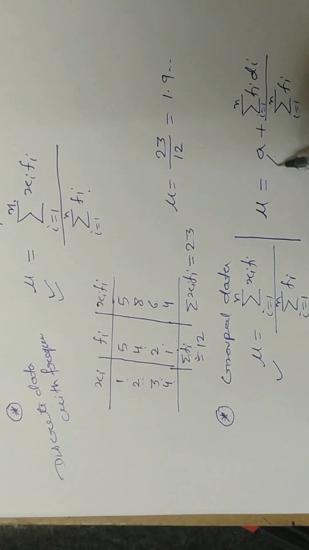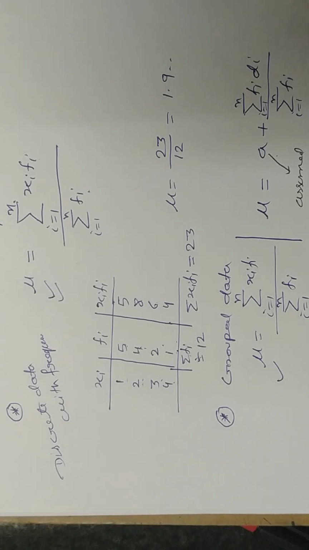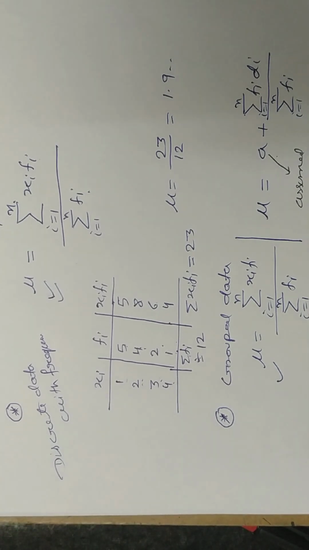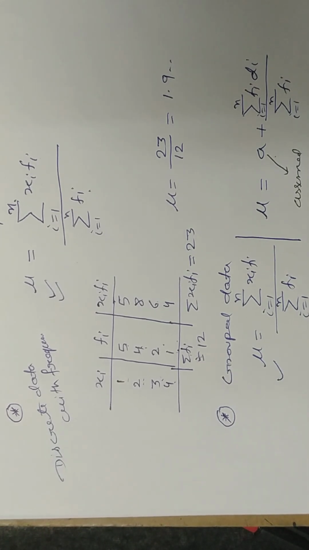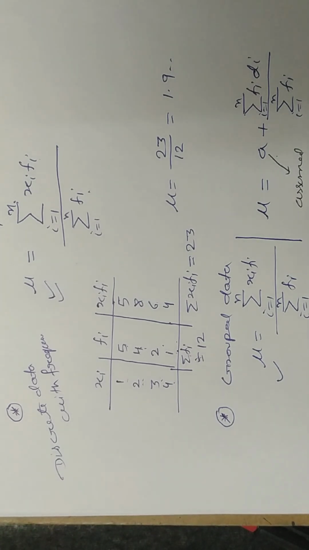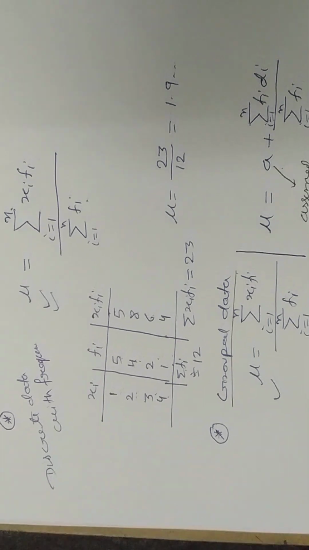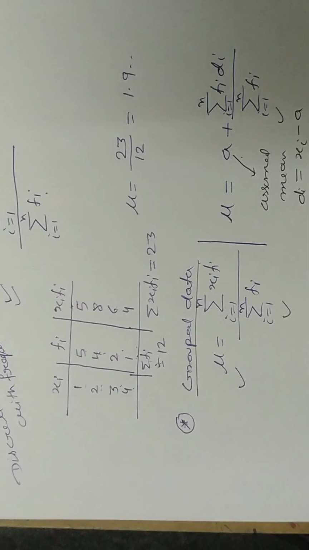where a is the assumed mean, and di is the difference between xi and the assumed mean. So we can use both formulas for calculation of the mean for grouped data. Let us take an example for your clear understanding.